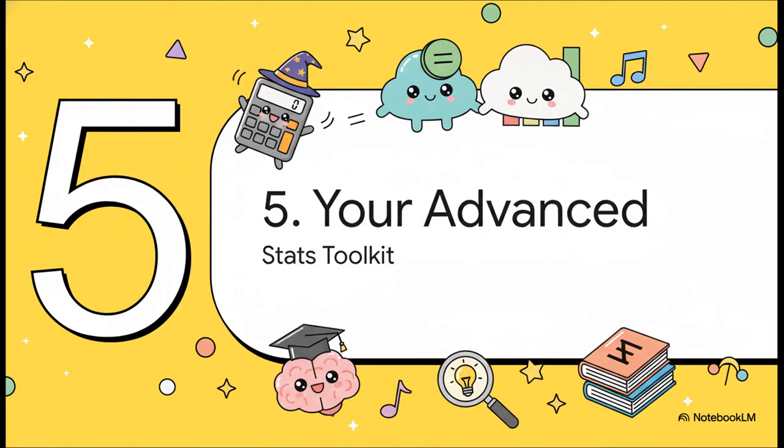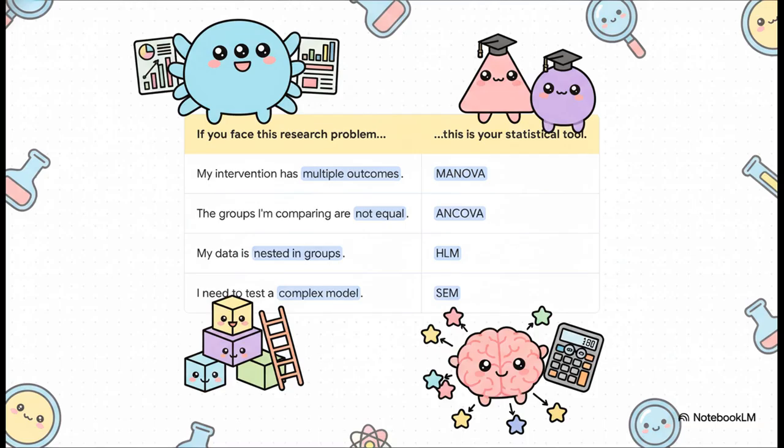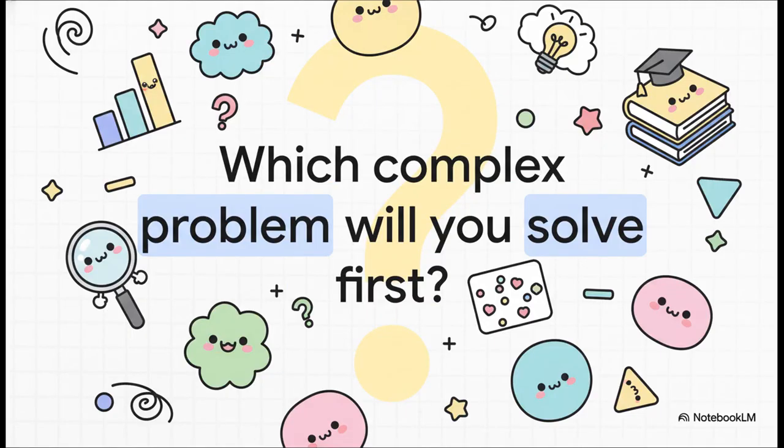All right, let's wrap this up and pull everything together into your brand new advanced stats toolkit. So here's your quick and dirty cheat sheet. Just think about the problem you're facing. If your project has a whole bunch of different outcomes, boom, you need MANOVA. If you're comparing groups that weren't really equal to begin with, ANCOVA is your friend. It'll level that playing field. Got data that's nested, like students inside of classrooms? That's a job for HLM. And finally, if you need to test a big, complex theory with lots of moving parts, you bring out the big guns, SEM. And that's our toolkit.